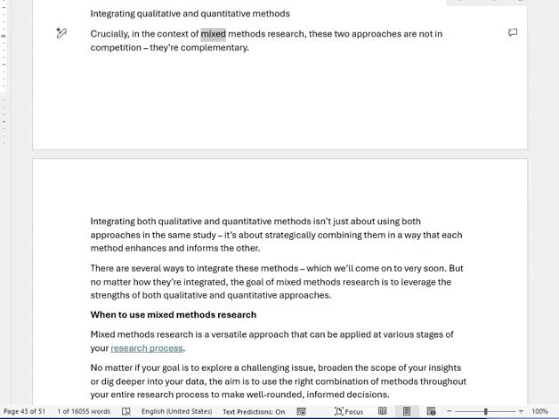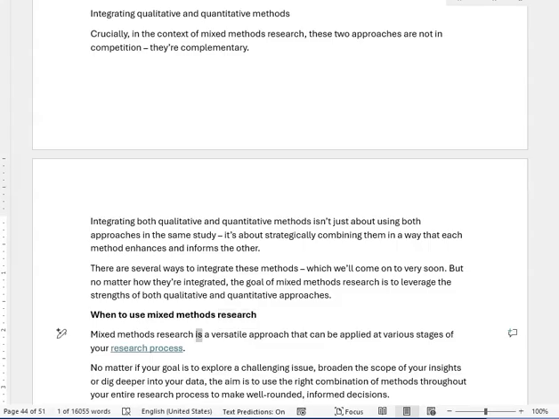Integrating qualitative and quantitative methods. Crucially, in the context of mixed methods research, these two approaches are not in competition, they're complementary. Integrating both qualitative and quantitative methods isn't just about using both approaches in the same study. It's about strategically combining them in a way that each method enhances and informs the other. There are several ways to integrate these methods, which we'll come on to very soon. But no matter how they're integrated, the goal of mixed methods research is to leverage the strengths of both qualitative and quantitative approaches.